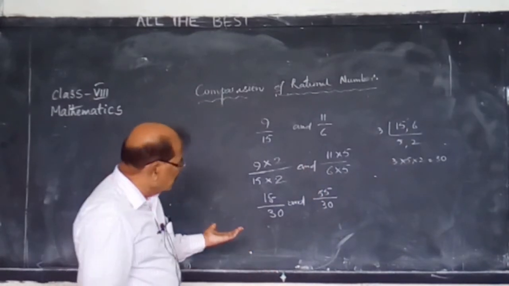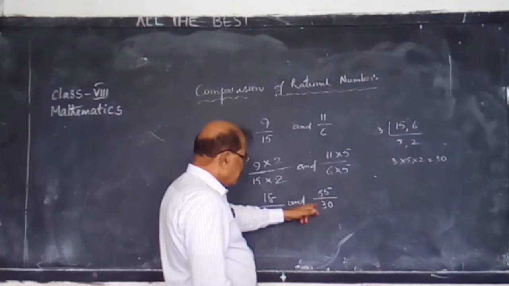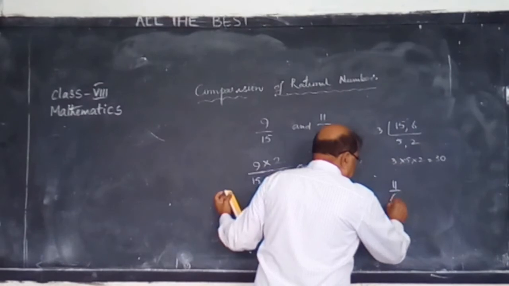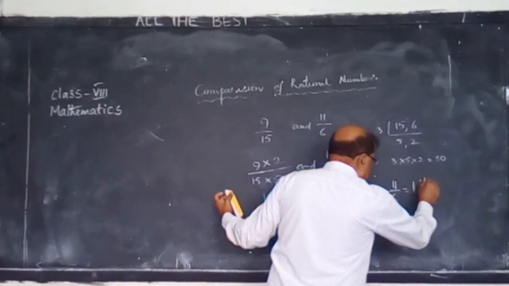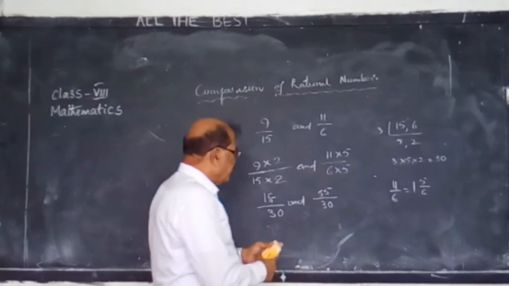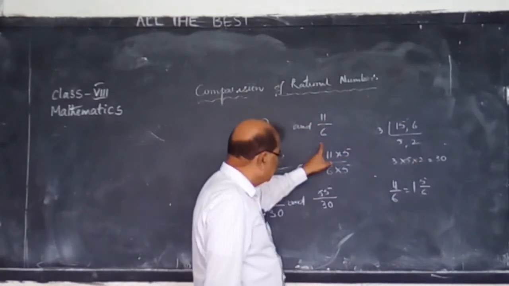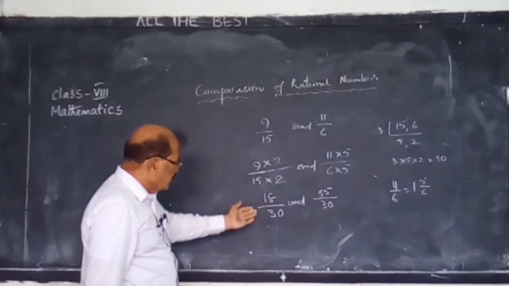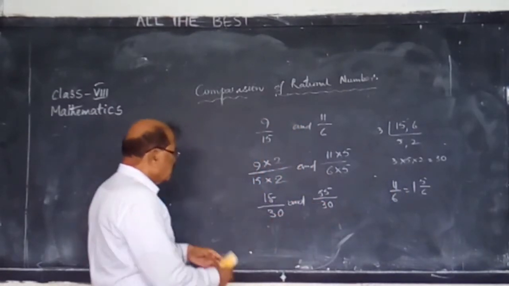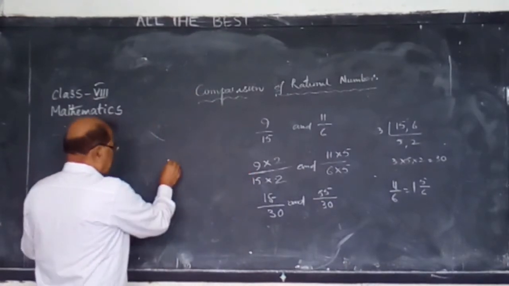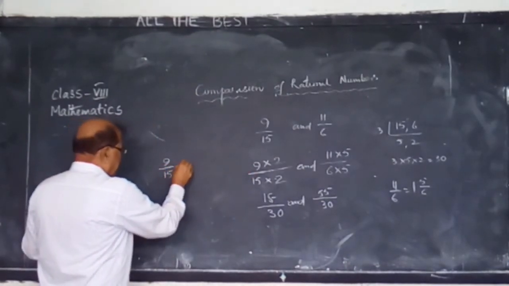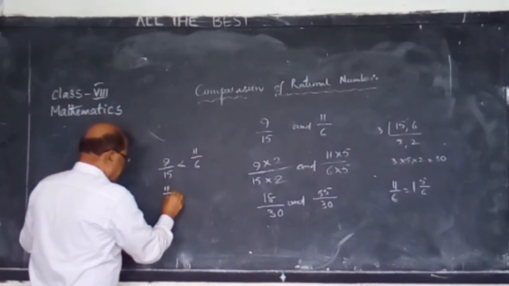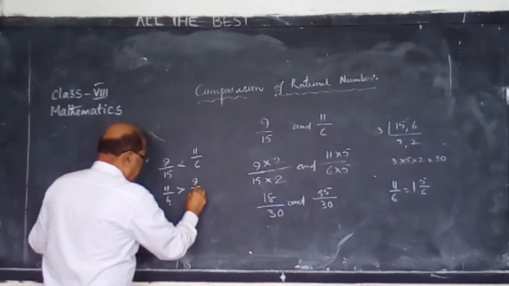So it is a mixed fraction in other words. Mixed fraction 11 by 6 is nothing but 1 and 5 by 6. Even if you take 5 by 6 and add 1 to that, you will get the same thing. So you can go like this, it doesn't matter. So this is less and that is greater. 9 by 15 is less than 11 by 6, or 11 by 6 is greater than 9 by 15.